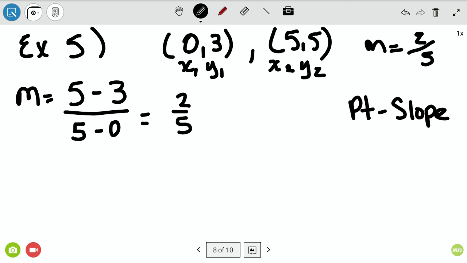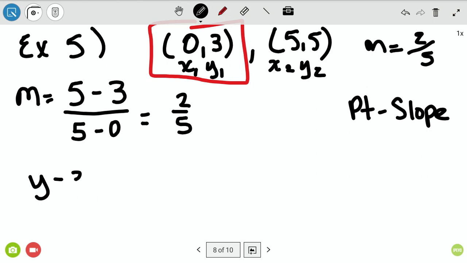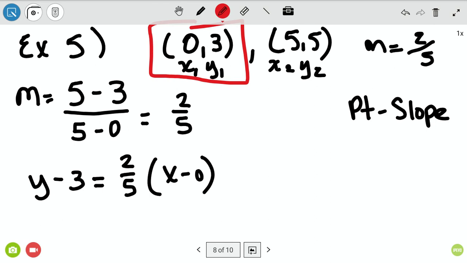And I want to write it in point slope form. So I'm going to use this point, okay? And I'm going to write it in point slope form. So I've got generic y minus my y1, which is 3, equals my slope, which I found to be 2/5, and then x minus my x value, which is 0. Okay, there you go.